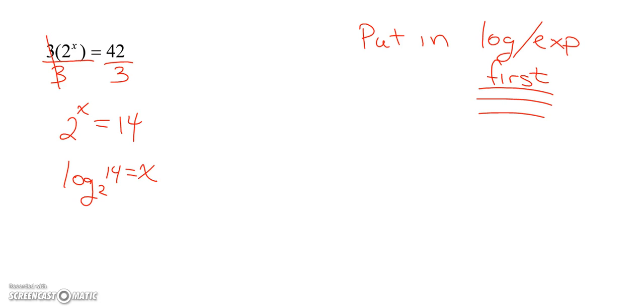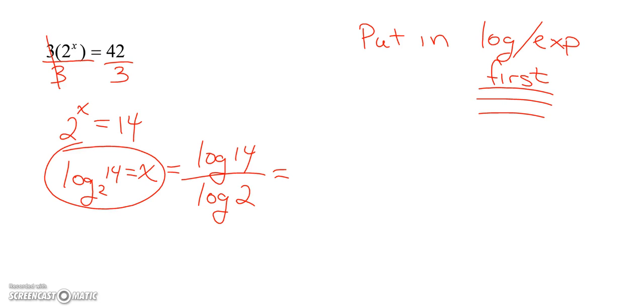And you can leave it just as is. You don't have to put it in the calculator. If they ask you to give a decimal, you could type in the log of 14 divided by the log of 2. That's your change of base formula if you needed to get a decimal. But for right now, I'm perfectly okay with this answer. If you need a decimal, you'd use the one on the right.